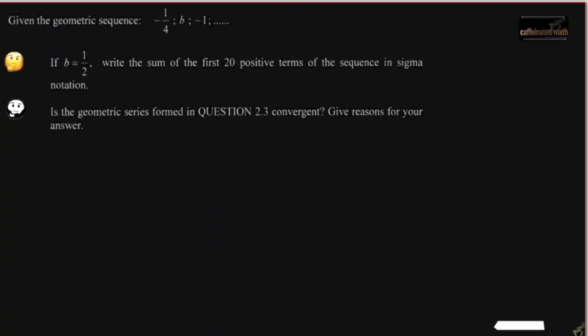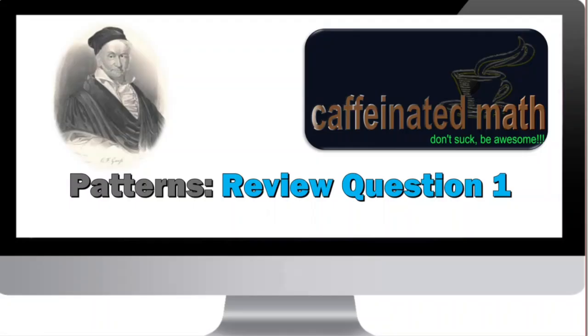Okay, moving right along. Our next question asks us to write the sum of the first 20 positive terms of the sequence in sigma notation. Sigma notation refers to this funky Greek symbol. Where are we supposed to go to? From 1 to term 20. And then inside here, obviously, we need our general term, which we do have.